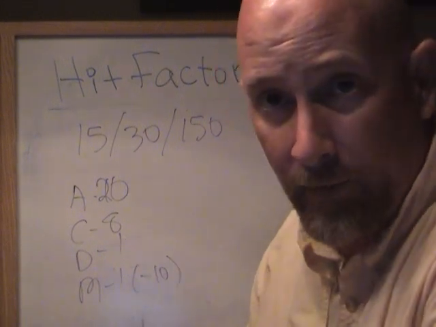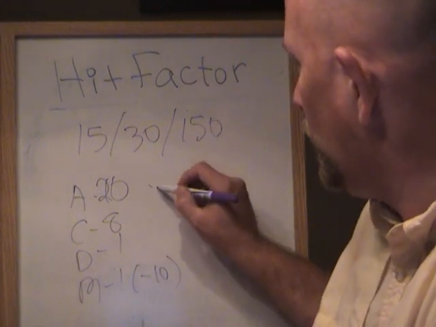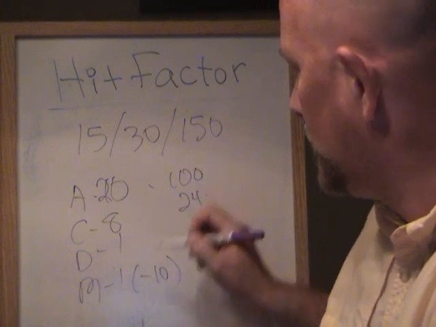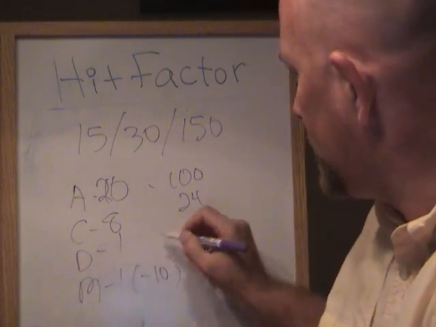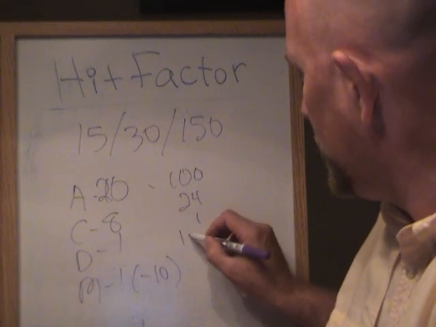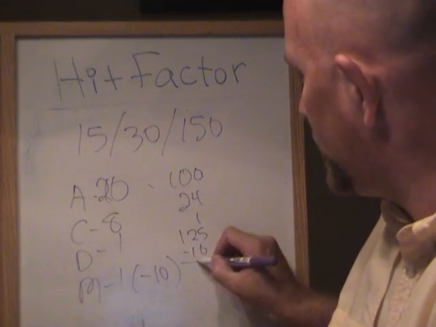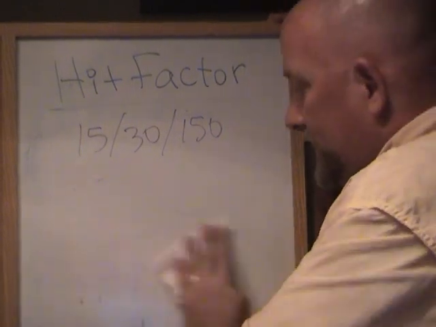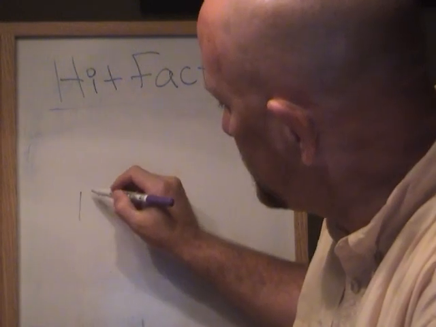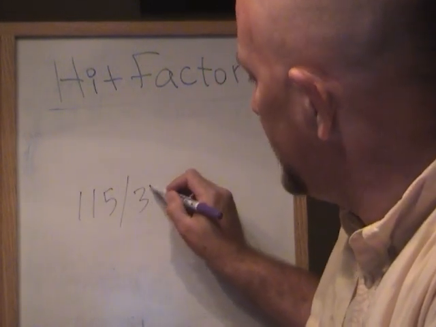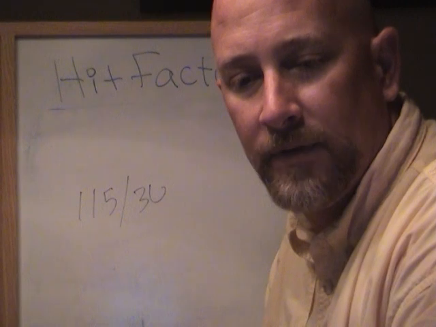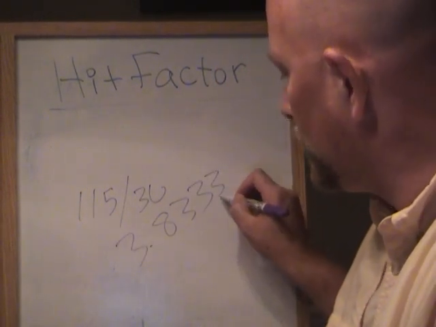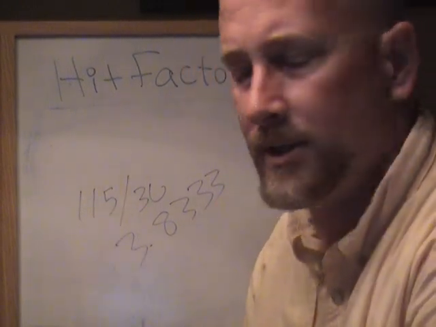Now, for minor power factor, you're going to earn 100 points for the 20 A zone hits. You'll earn 24 points for your 8 C zone hits and 1 point for that D zone hit. That's 125. You lose 10 points for your miss. That's 115. Take 115. Divide that by 30, and your hit factor for this course of fire is 3.833. It goes on. We only do 4 digits.